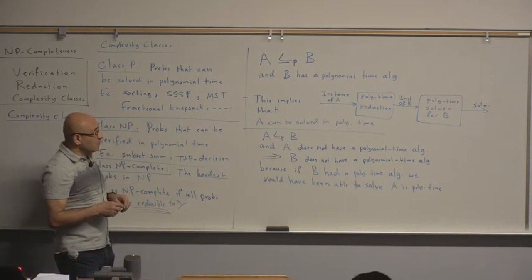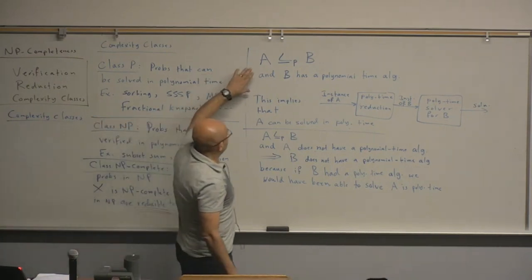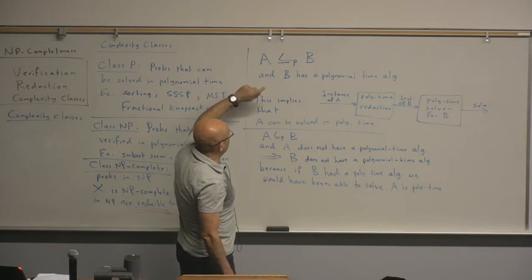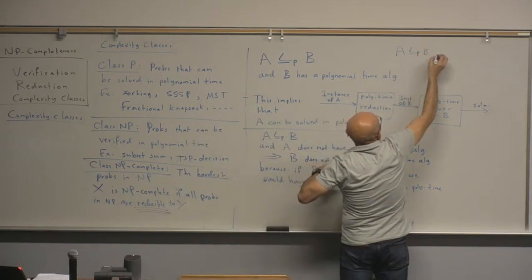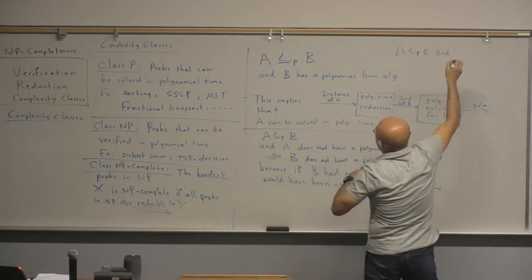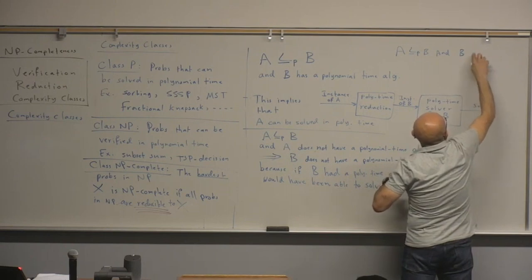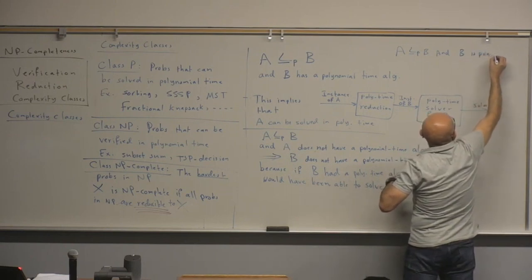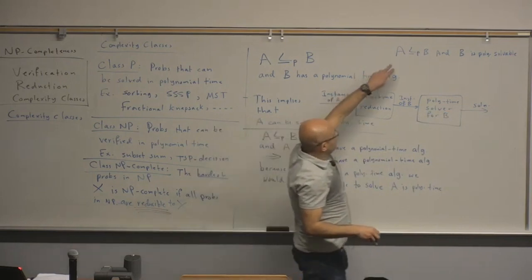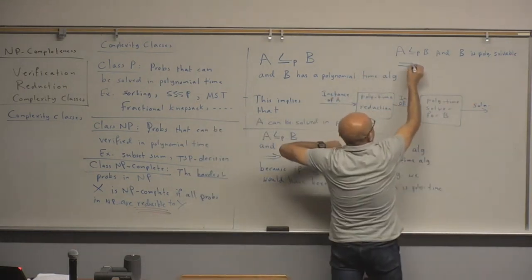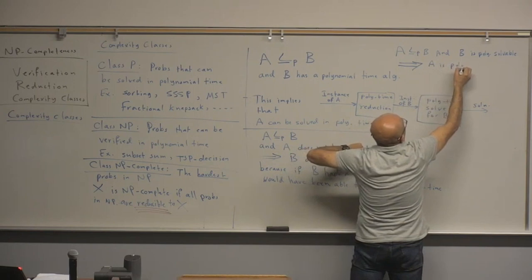Or in other words, you can think of this as: A is polynomially reducible to B, and B is polynomially solvable. A is reducible to B and B is polynomially solvable. This implies that A is polynomially solvable.